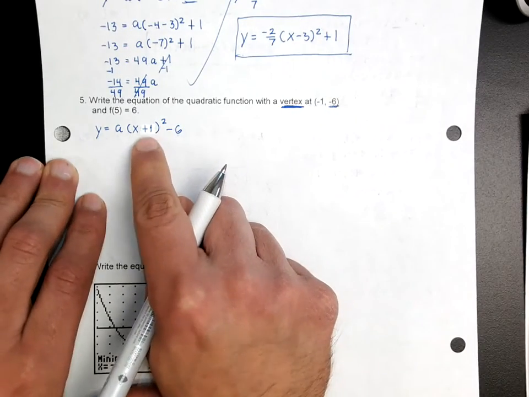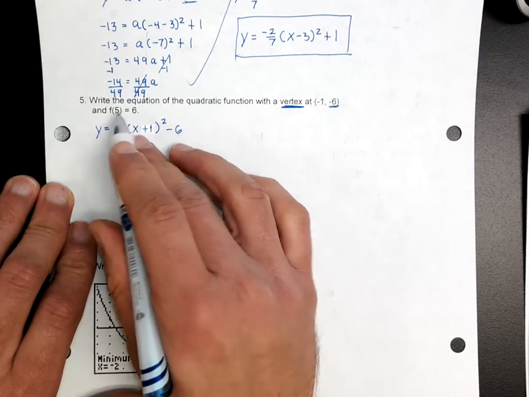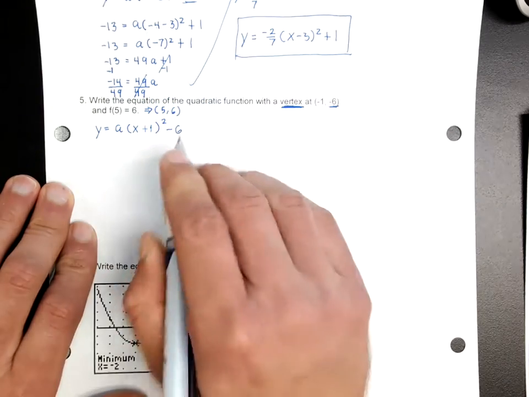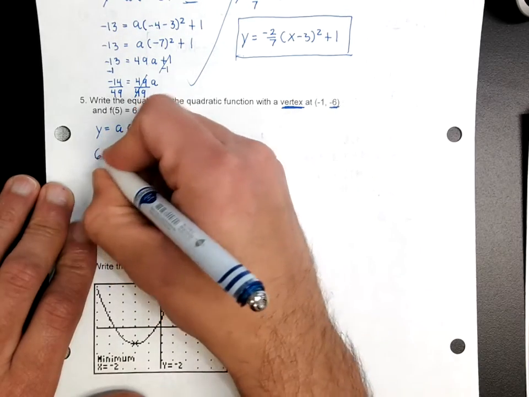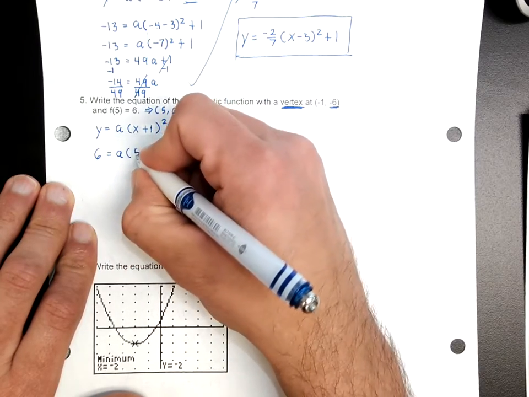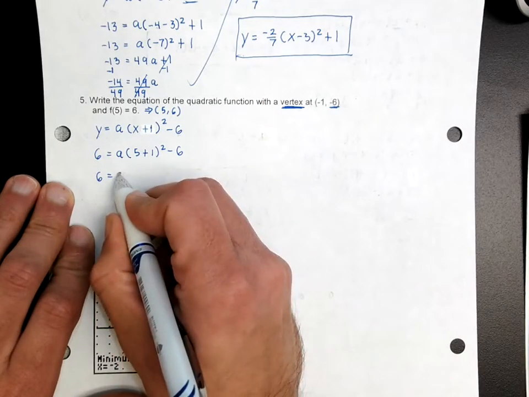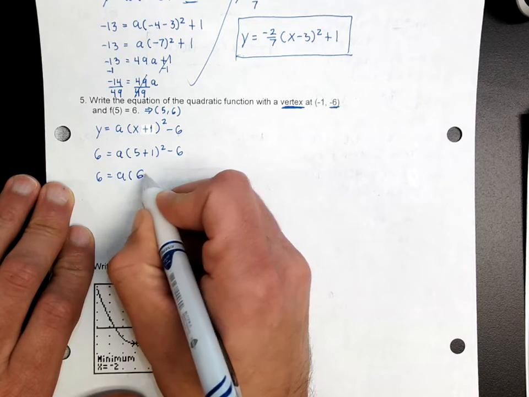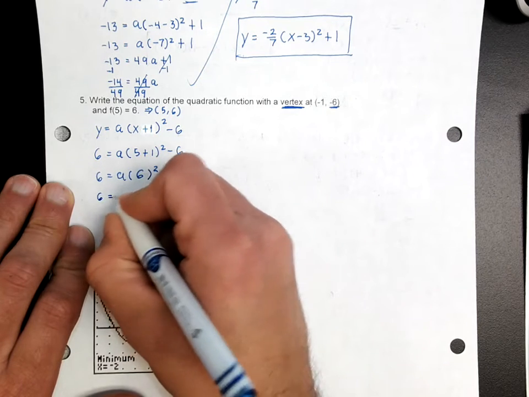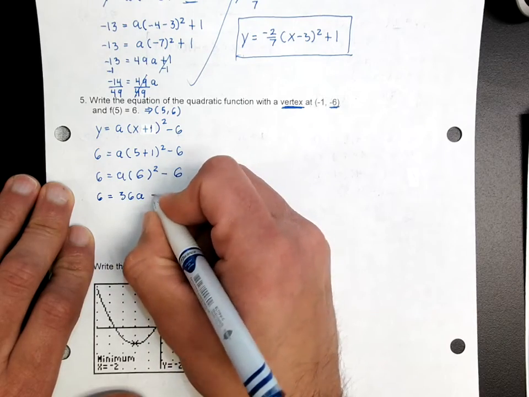So that number that is different is this x coordinate. Okay, so now we're going to plug in again, we're going to plug in this number, which represents, remember this number is the same thing as saying 5 and 6. So I'm going to plug in 6 for y, so I'm going to write 6 is equal to a, and instead of x, I'm going to plug in a 5. So we have 5 plus 1 squared minus 6. It's going to be 6 is equal to a, 6 squared minus 6. So that's going to be equal to 6 is equal to 36a minus 6.